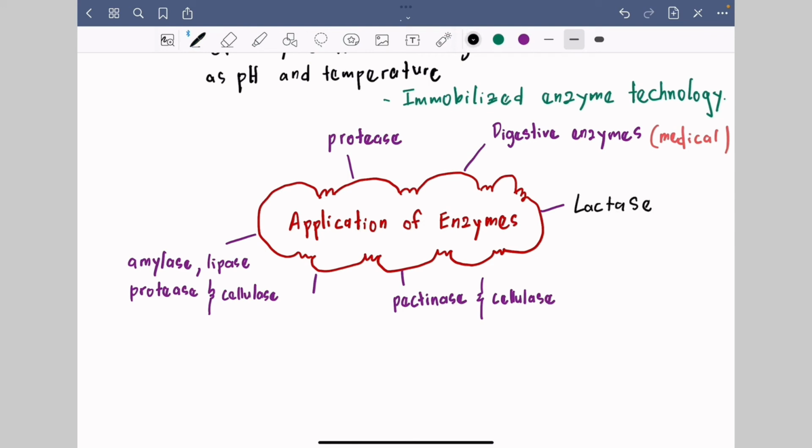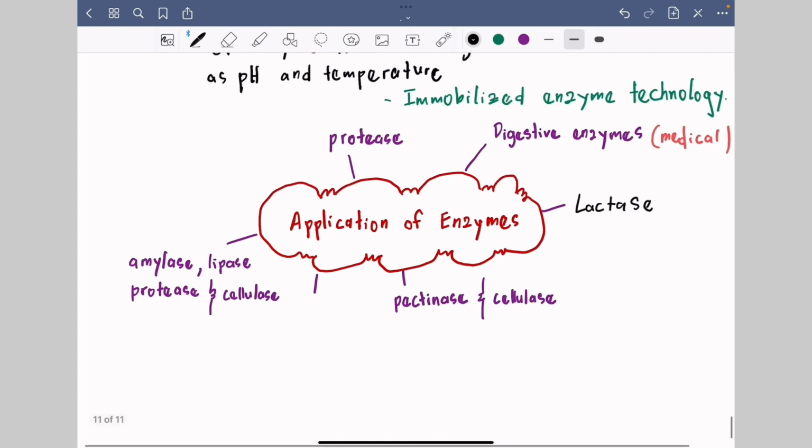Lactase can digest lactose into galactose and glucose. And then pectinase, this pectinase is usually found inside juice production. And amylase, this amylase can be found inside our mouth, as well as lipase inside our digestive system, also protease. And the cellulase enzymes can digest cellulose into glucose.